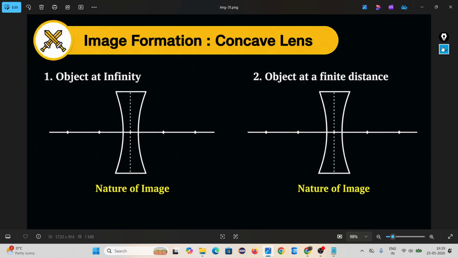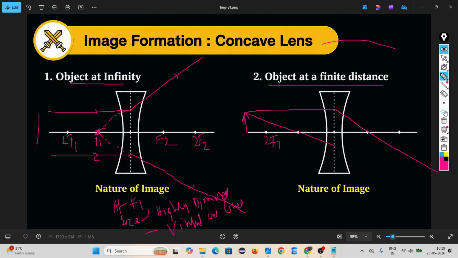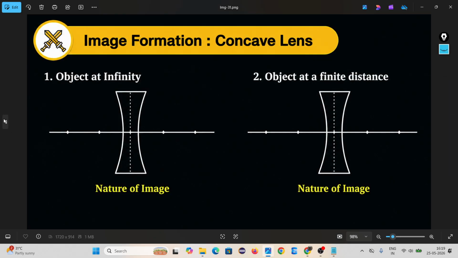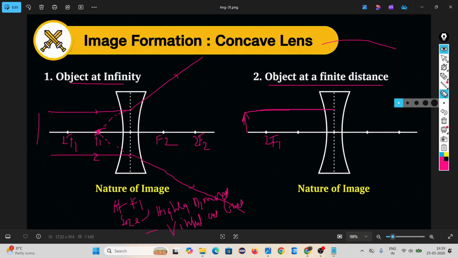Oh, sorry. Why am I doing this? That's why I'm getting it wrong. Look, one ray is parallel to the principal axis, so it will deviate, no? The second one goes through the optical center. The optical center remains undeviated, and this diverges. It appears to meet at F1.